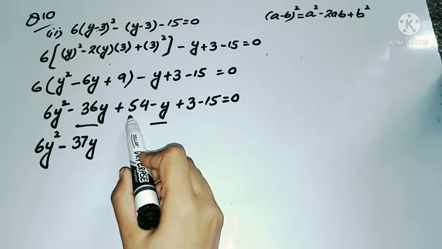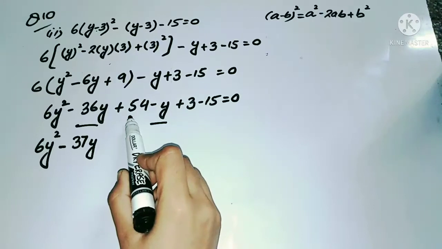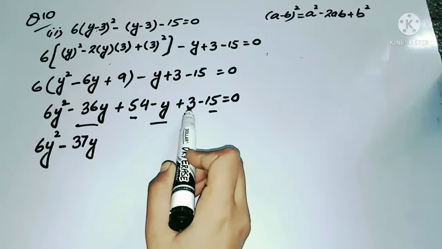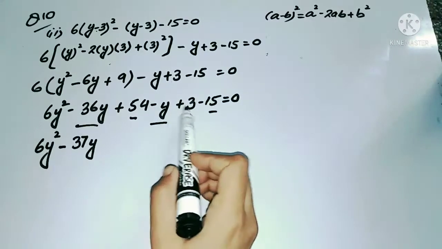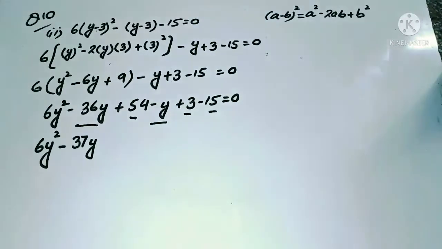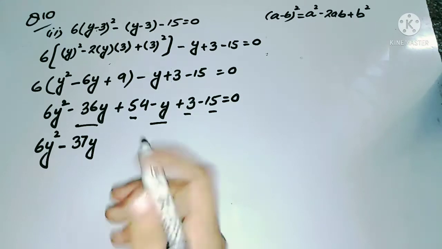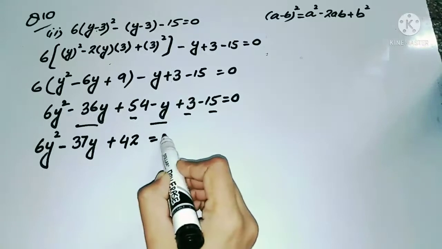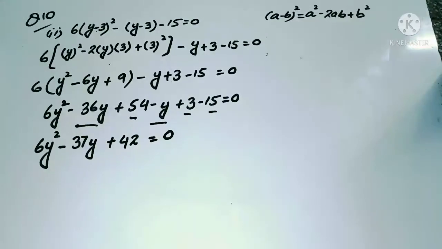Now solve these like terms together. These are the constants and the like terms. 54, 3 and 15. Plus is plus, so 54 plus 3 is 57. 57 minus 15 would be equal to, when we subtract 15 from 57, what you will get? 57 minus 15 will be equal to 42. So you have to write down the sign of the bigger number, which is plus, is equal to 0.